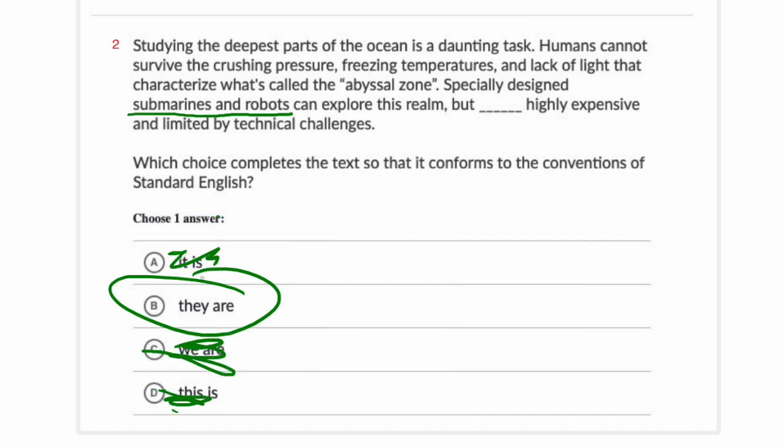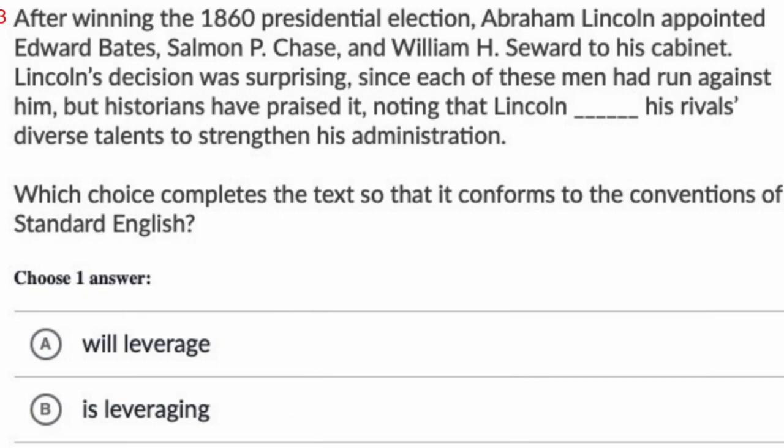A and D are both singular. So it's not about the agreement between the pronoun and the verb. It's about the agreement between the pronoun and the antecedent, namely, again, submarines and robots. And so that needs to be plural. Plural and third person.